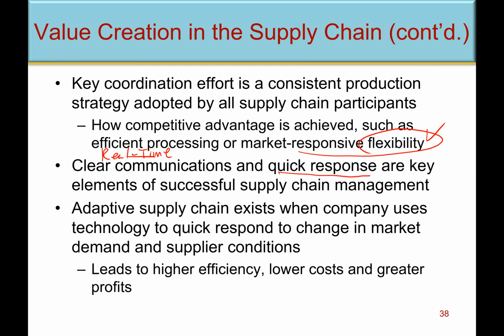What happened in the market demand today? I want to know immediately. I also want to know what happened to the supplier. Is the supplier able to supply on time or unable to supply on time? What is the location of their transport? Where is it? So it led to higher efficiency, lower cost, and also greater profits.